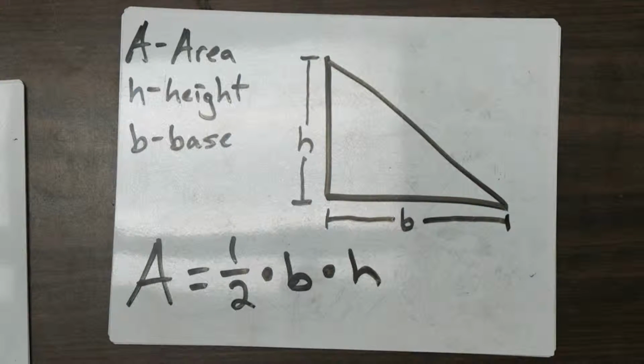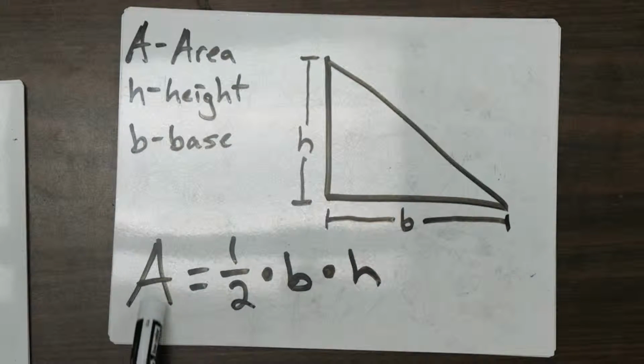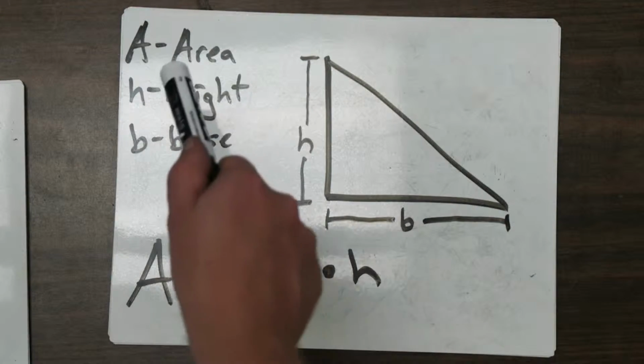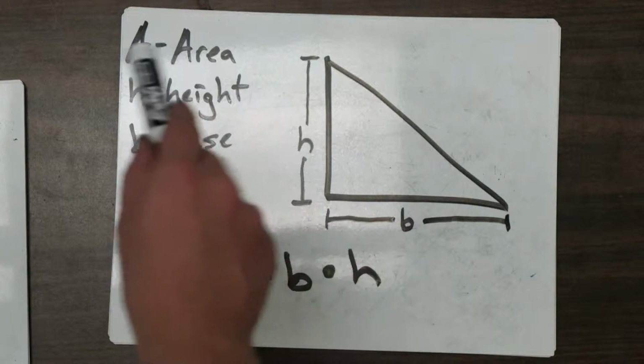All right, today we're talking about how do we use variables in formulas. So a formula is basically just a set way to solve a problem. In this example, we're given the formula for finding the area of a triangle. This formula tells us that A represents the area. So the area is going to equal 1/2 times B, which is the base, times H, which is the height.